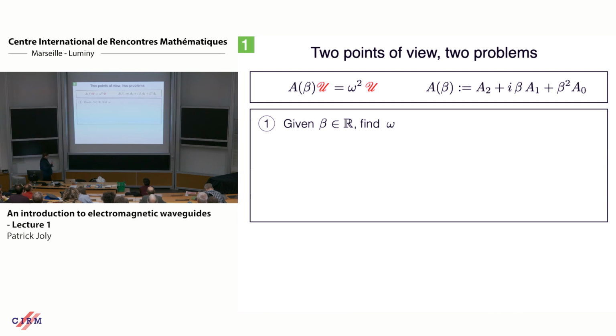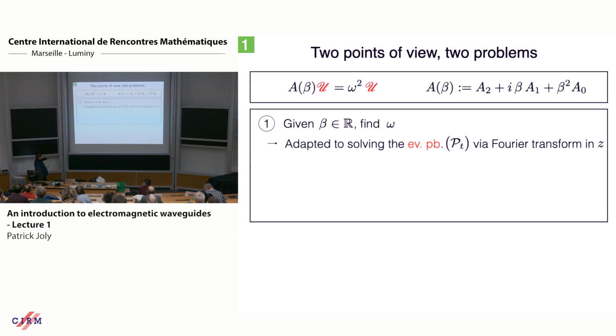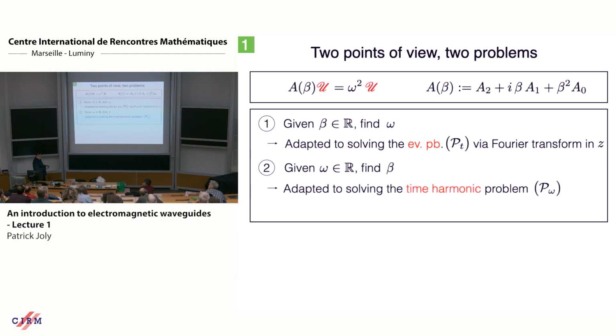And so you can adopt two points of view. Either you consider that beta is given and real. In that case, as we will see later, it is more adapted to solving the evolution problem in time. Or you consider the frequency as given and you look for beta. Of course, that is more adapted to the problem in omega, where the frequency is given. Also, this notion of modes is important to define the radiation conditions I spoke about before.